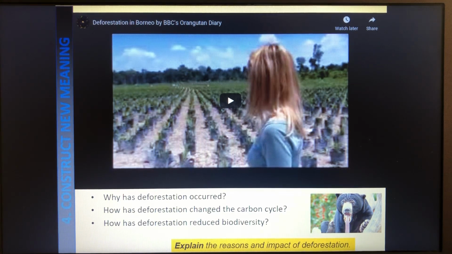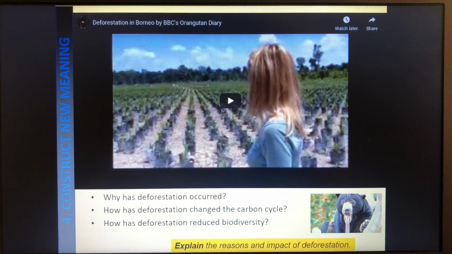Why has the deforestation occurred? How has deforestation changed the carbon cycle? And how has deforestation reduced biodiversity? It's occurred because they're using the land to grow the palms that they get the palm oil from, to use in all kinds of different products that come from our supermarkets into our homes. How has it changed the carbon cycle?